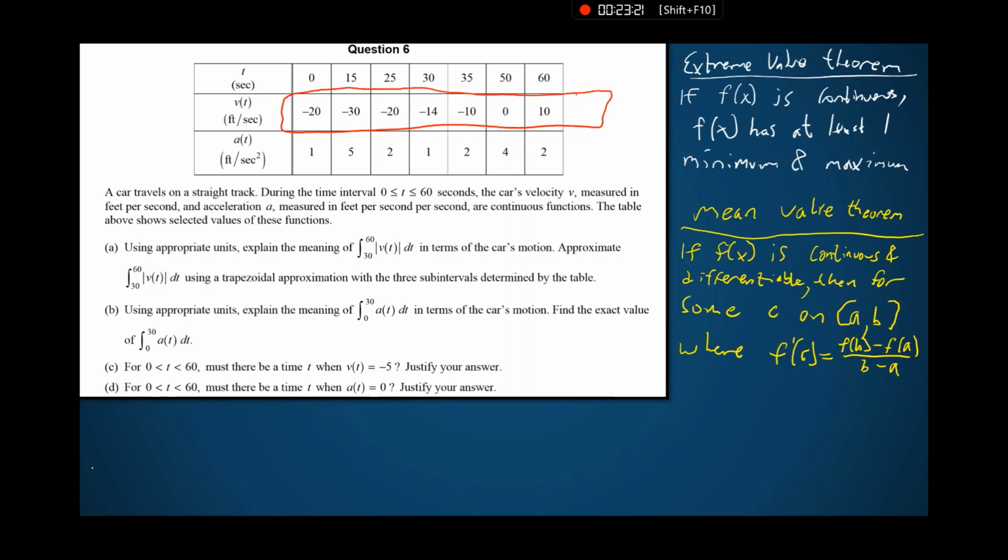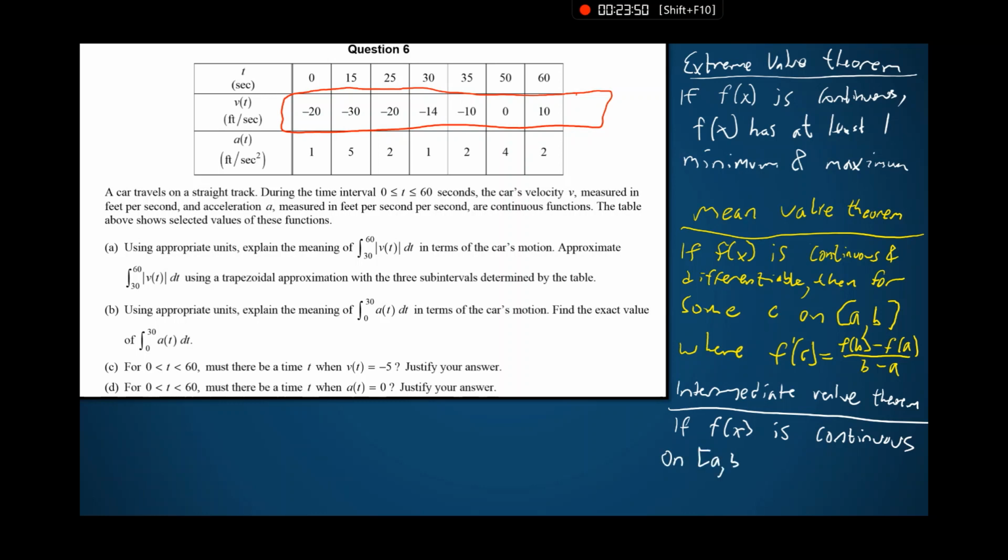I've got one more major theorem that we need. Either of you remember the last one? That's it. Intermediate value theorem, which is the one we'll need. Intermediate value theorem says if our function is continuous on A B, then all y values between f of A and f of B exist on the interval. Which just means we have to pass through all the y values between our first y value and our second y value.